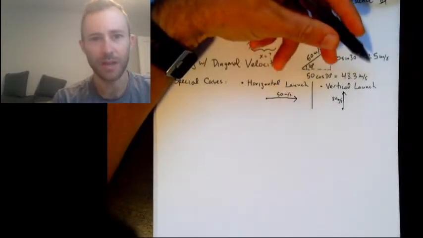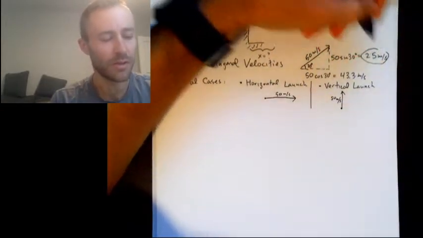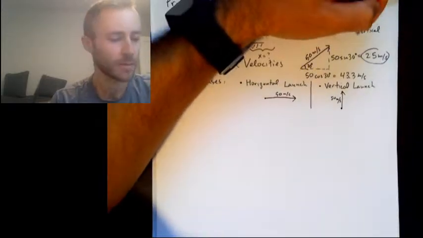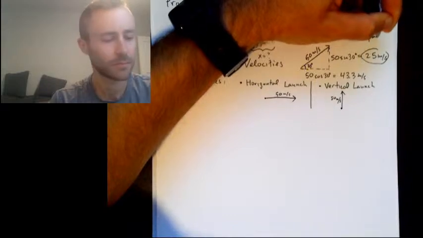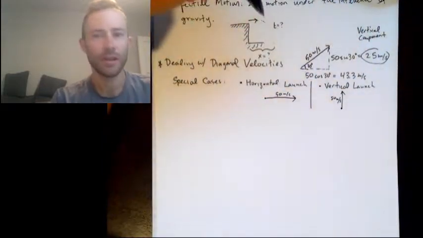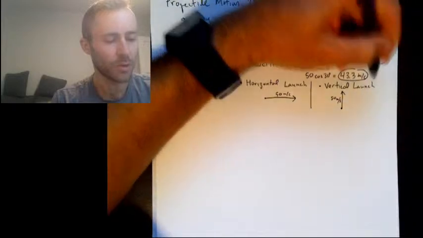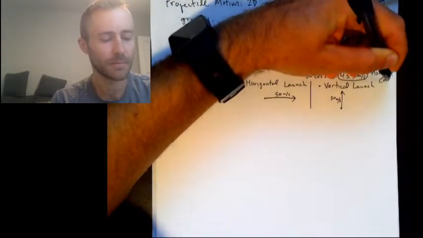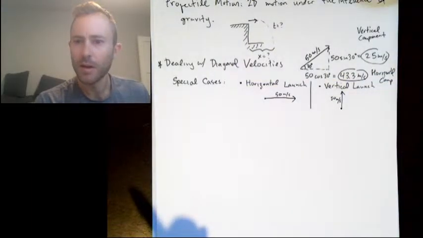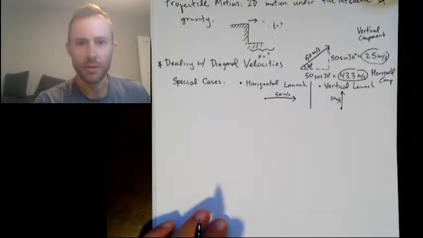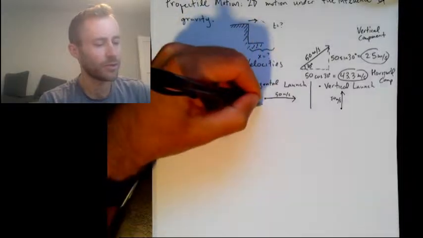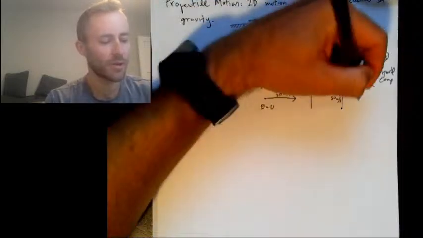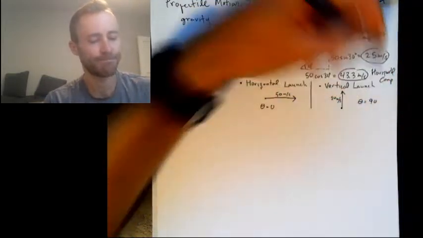These two velocities have a name. This is called the vertical component of the velocity, and this is called the horizontal component. Okay. Excellent. Yeah. So for a horizontal launch, you could think about the angle as 0, and for a vertical launch, you could think about the angle as 90 degrees.